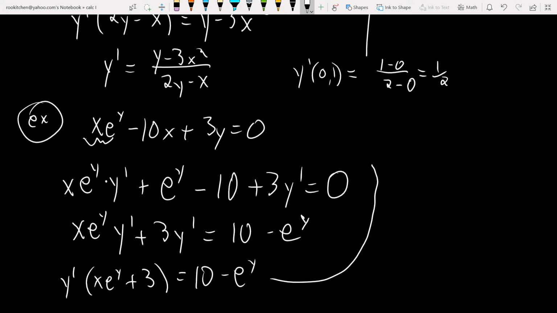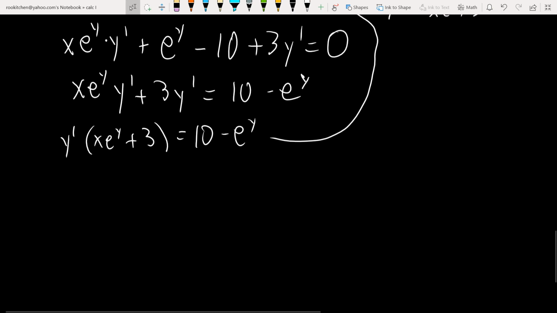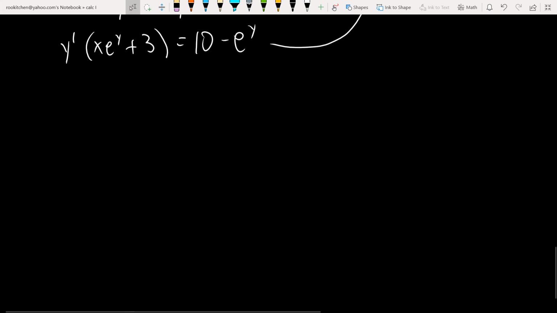And then we can divide both sides to get our y prime isolated. So I got (10 minus e to the y) all over (x e to the y plus 3). Okay, great stuff. That's pretty much the spiel on that. It's just going to take a bit of practice to get used to it. Maybe one more example before we move on to something a little bit different.